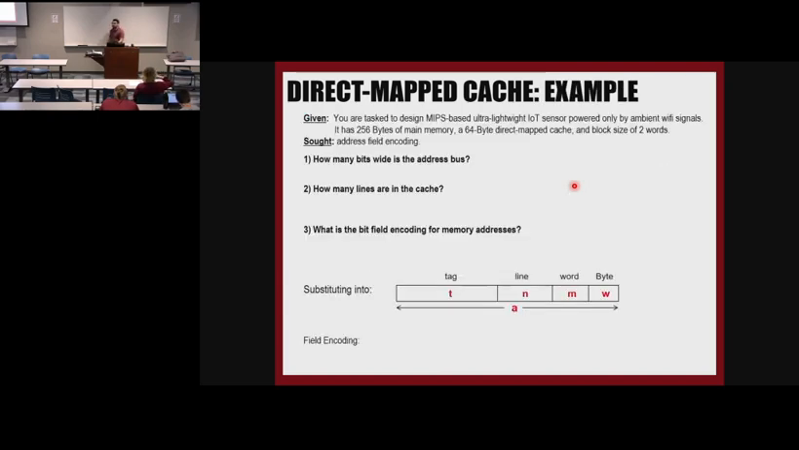So I can give you a question like this. Your task is to design a MIPS-based ultra-lightweight IoT sensor powered only by ambient Wi-Fi signals. It has 256 bytes of main memory, a 64-byte direct map cache, and a block size of 2 words. First question is, how many bits wide is the address bus?